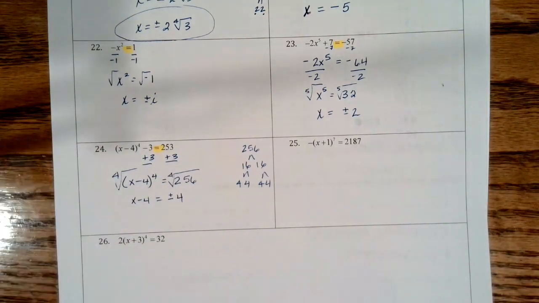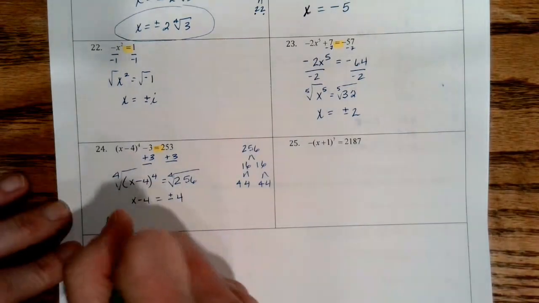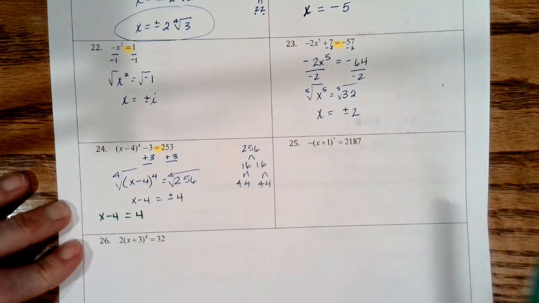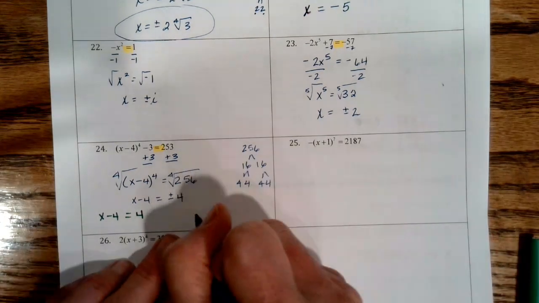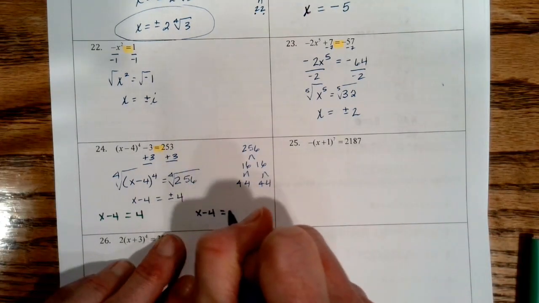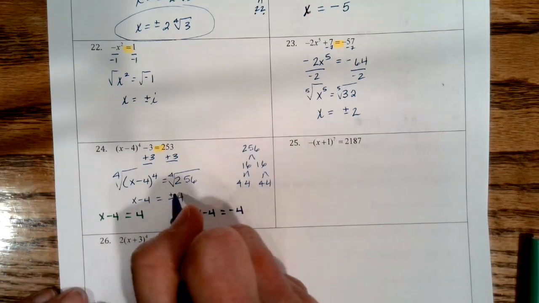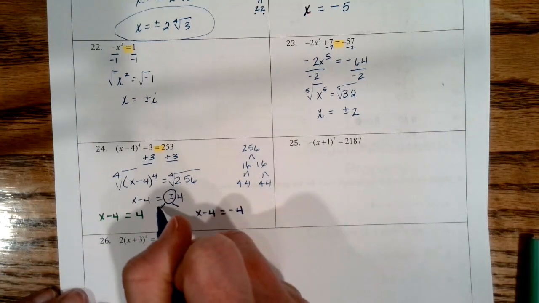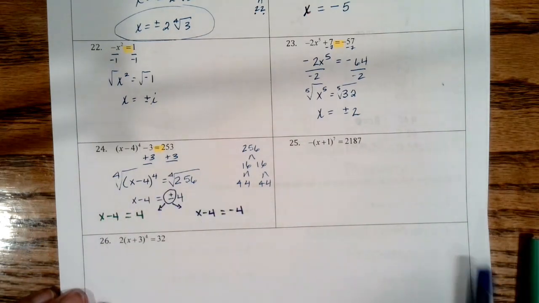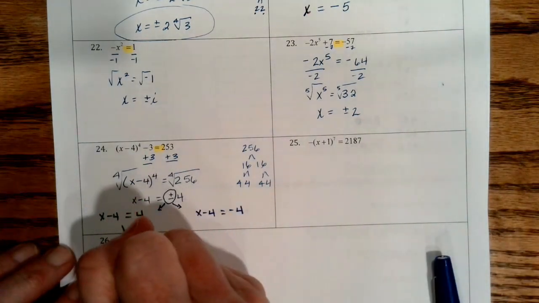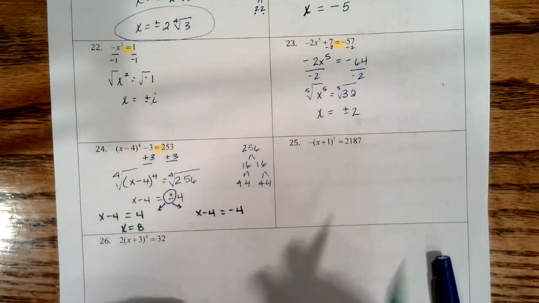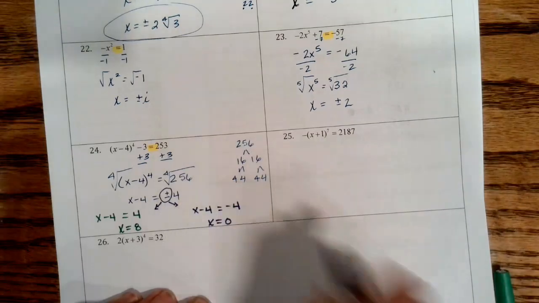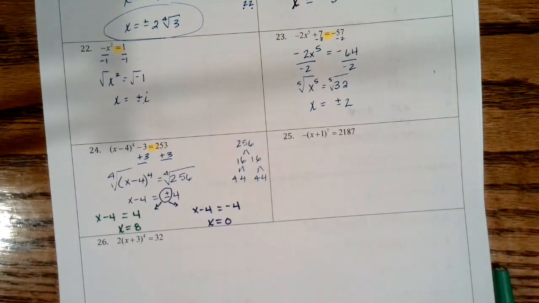Now be very careful here because that means that x minus 4 could be equal to positive 4, and x minus 4 could be equal to negative 4. So because of this plus minus, I have two different equations that I have to finish solving. If I add 4 to each side, x is equal to 8. If I add 4 to each side, here x is equal to 0. So make sure you get those two answers.